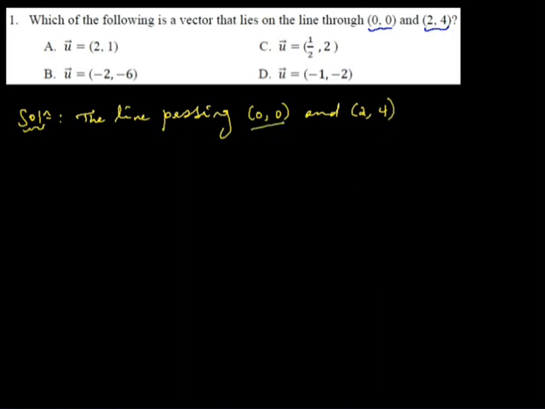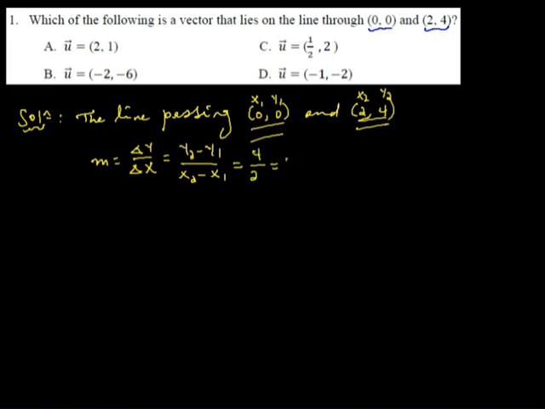To determine the line passing through these 2 points, the first thing we calculate is the slope. Slope is equal to change in y over change in x, so y2 minus y1 over x2 minus x1. Say this is (x1, y1) and this is (x2, y2). So y2 minus y1 means 4 minus 0, which is 4. x2 minus x1 means 2 minus 0, which is 2. Therefore, the slope of the line passing through (0, 0) and (2, 4) is 2.